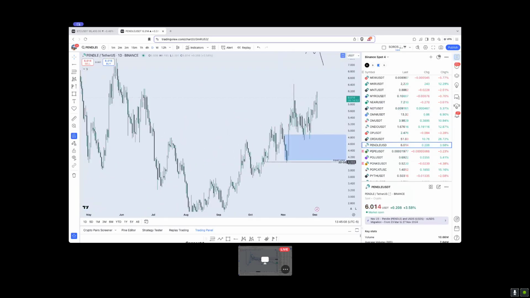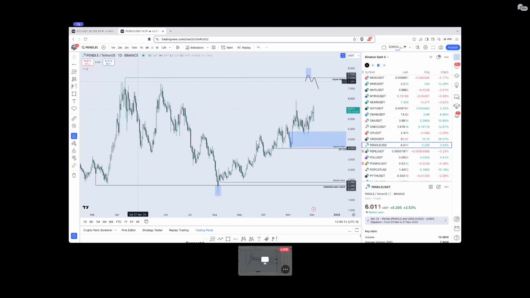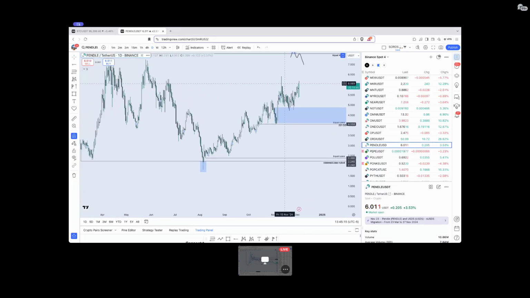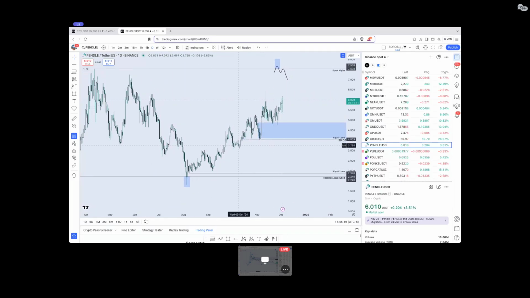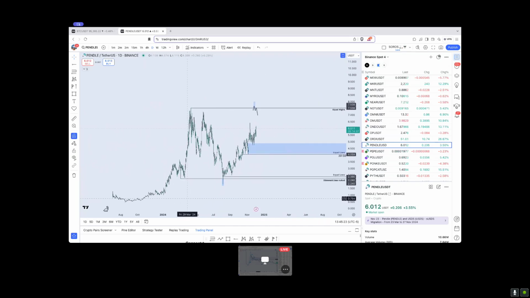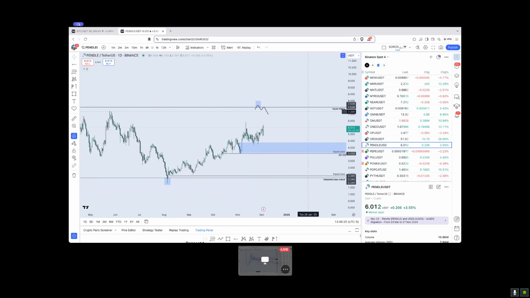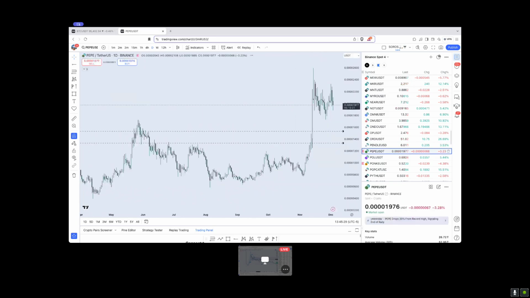Pendle looks strong. Again, targeting the equal highs. They already took out the equal lows, and this is obviously compressing for a bigger move. Very strong point. This one looks good.